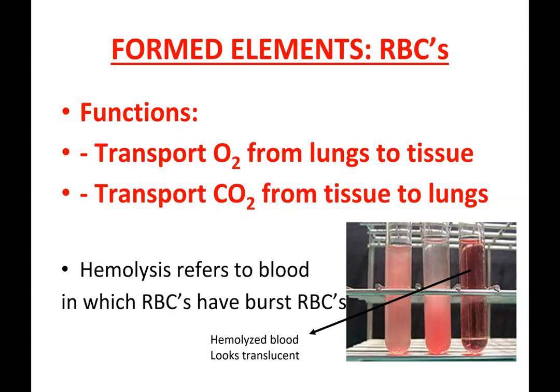When the red blood cells burst, we call that hemolysis of blood. And when that happens, blood becomes translucent. So you can see here the first two tubes are opaque because they have intact red blood cells, whereas the third tube looks translucent because the cells in it have been ruptured, or hemolyzed.